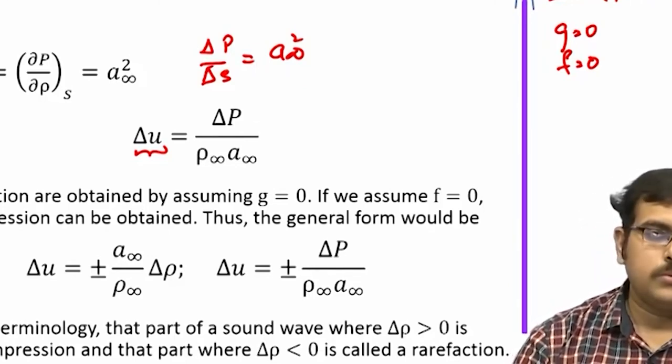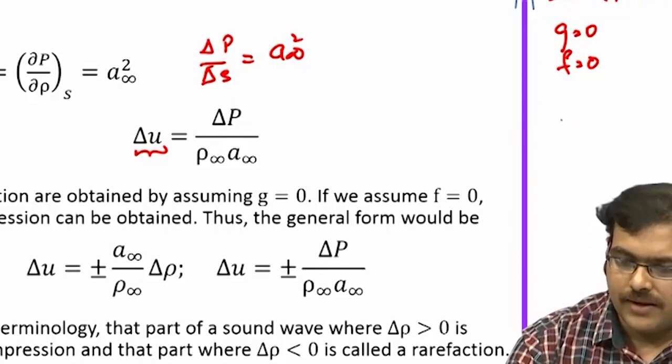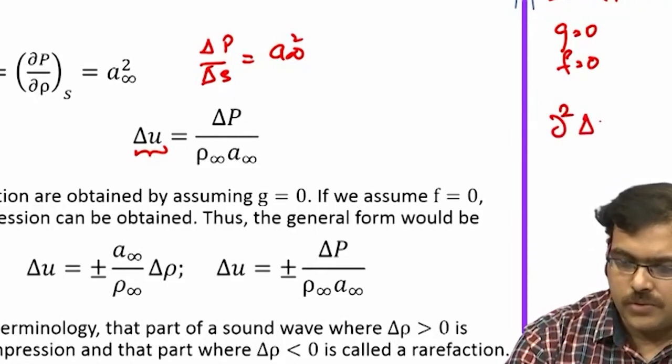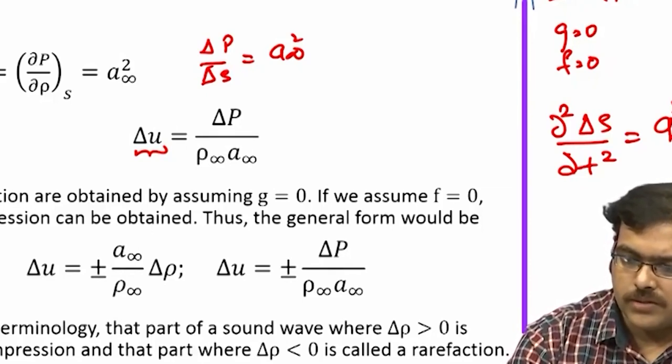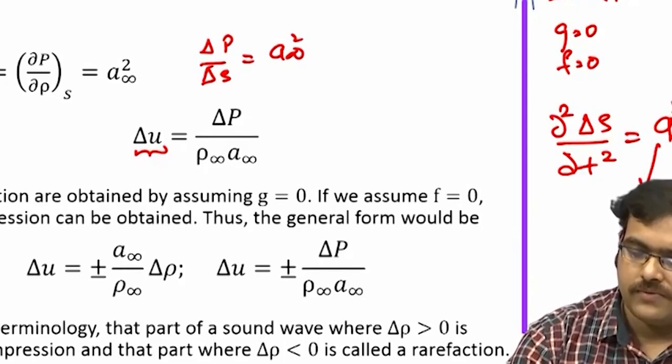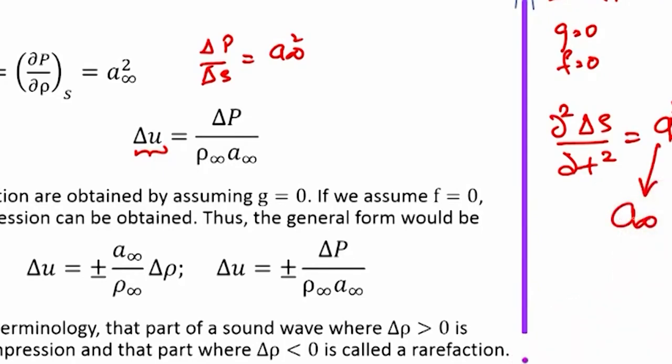Now, what you noticed here was that you finally get the wave equation. Dou square delta rho by dou t square is equal to a infinity square dou square delta rho by dou x square. This is a wave equation with a infinity the speed of sound, which is a constant. So this is the case of infinitesimal waves. When we go to finite waves, we see that the speed of sound is not a constant anymore. It can change from point to point, time to time. So that is going to be the additional complexity that comes into the picture.